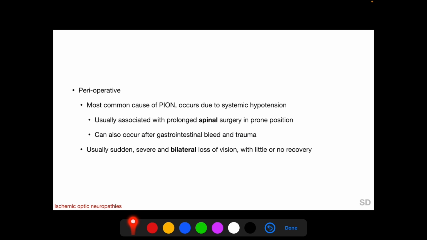Perioperative is the most common cause of PION, and this occurs due to systemic hypotension. It is usually associated with prolonged spinal surgery in prone position, but can also occur after gastrointestinal bleed and trauma. In perioperative PION, the vision loss is usually sudden, severe and bilateral immediately after the surgery and with little or no recovery.